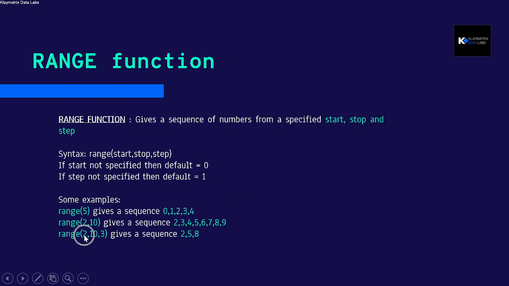And then if I say it like this, 2 10 3, it gives a sequence like 2 5 8. So basically 2 plus 3 is 5, 5 plus 3 is 8, and if I add 3 to 8, it becomes 11. It goes beyond 10, so that's why only 2 5 8. So these are the possible combinations of the range function. And why we discuss the range function is because this is used to initiate most of your for statements, for loops rather.